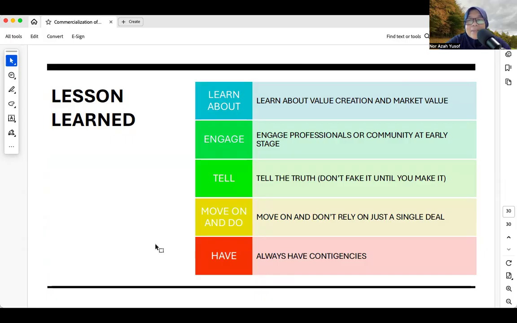Lessons learned: you have to learn about value creation and market validation, market value. And you have to do engagement, whether with professionals in that area or the community. Never claim something that you have not done or tested. If it is not tested, just tell them you have not tested it, so you don't know whether it works in that area. Tell the truth. And if you start dealing with someone and they seem to be silent, move on, find a new partner, and always have contingencies. That's how you work.